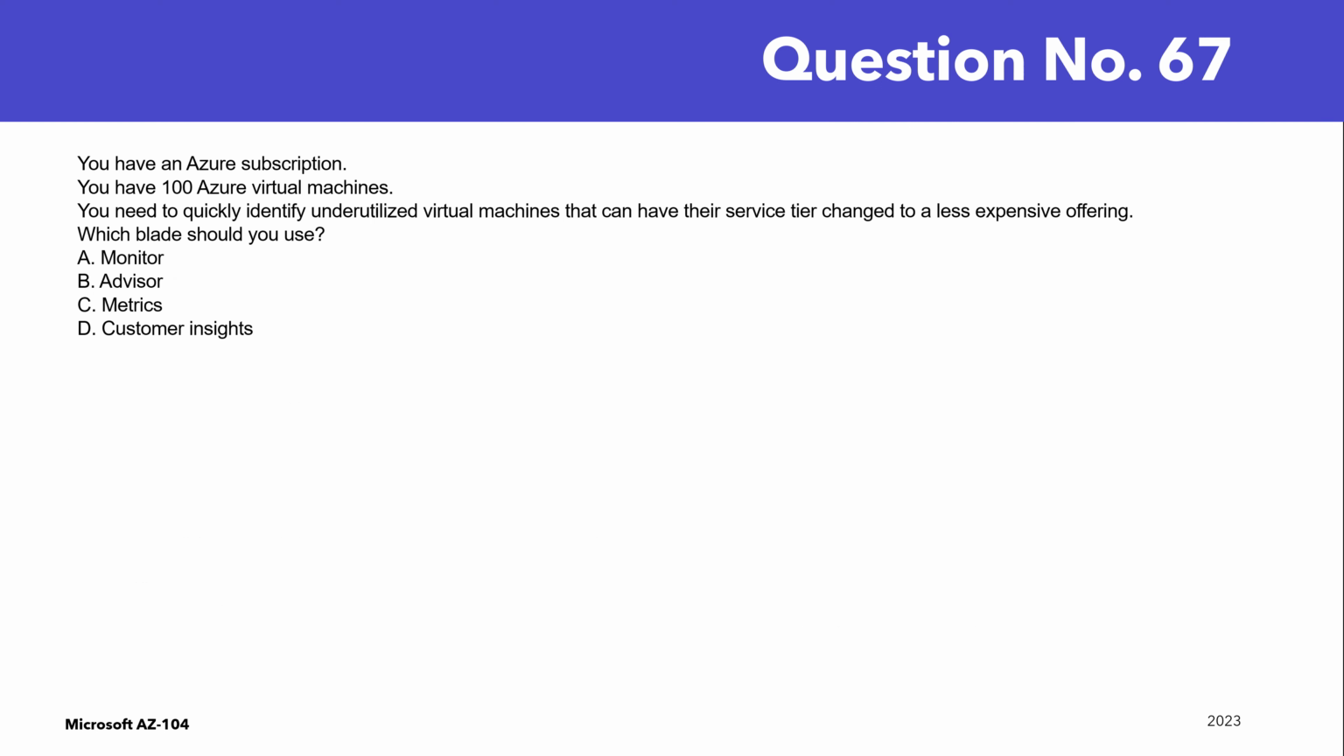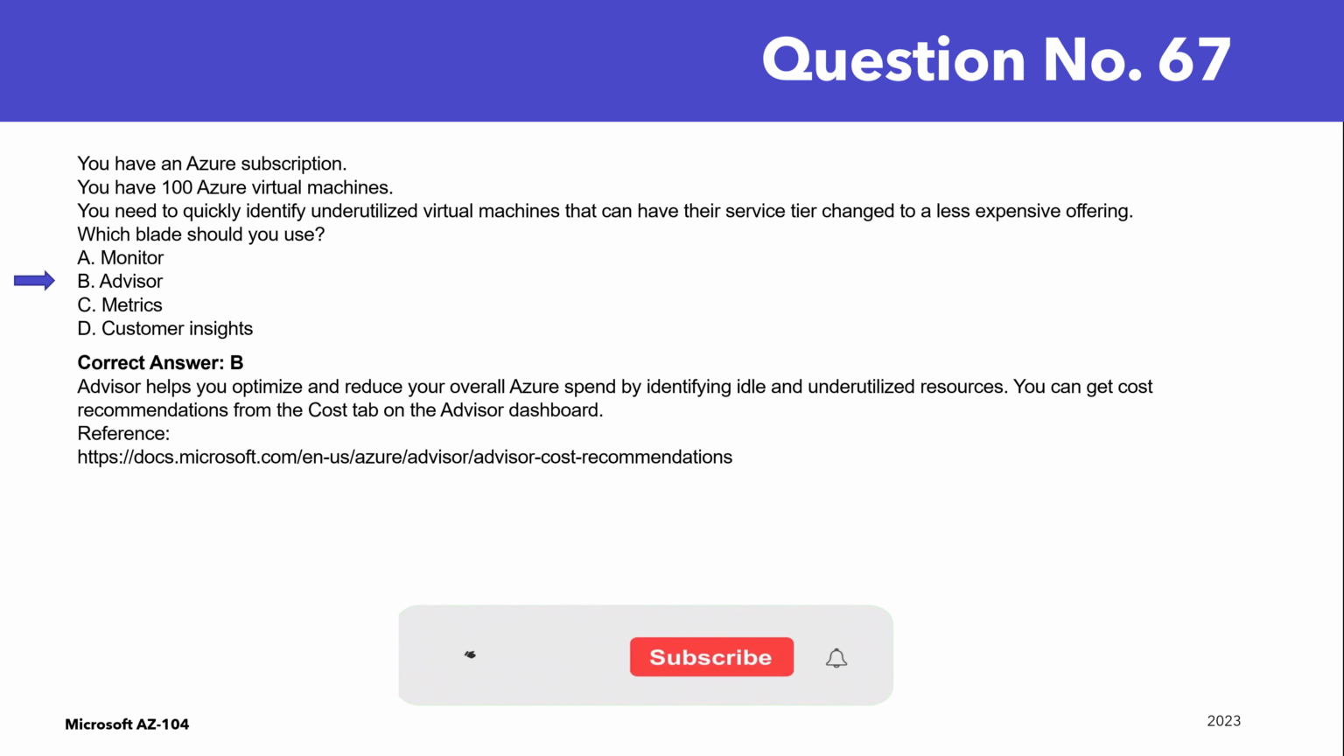You have an Azure subscription. You have 100 Azure virtual machines. You need to quickly identify underutilized virtual machines that can have their service tier changed to a less expensive offering. Which blade should you use? A. Monitor. B. Advisor. C. Metrics. D. Customer Insights. Correct answer, B.